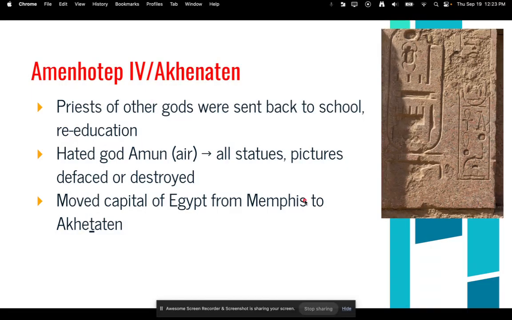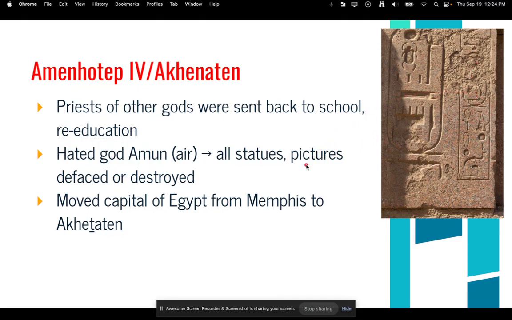So like I said, priests of other gods were sent back to school. They were re-educated on what they could and could not teach. Akhenaten also hated Amun, who was the god of air, so much that he ordered all statues and all pictures having Amun's face or name to be destroyed. So, for example, here on this inscription, right here would have been Amun's name, and Akhenaten hated that so much that he ordered someone to chip away the name so no one could read it anymore.